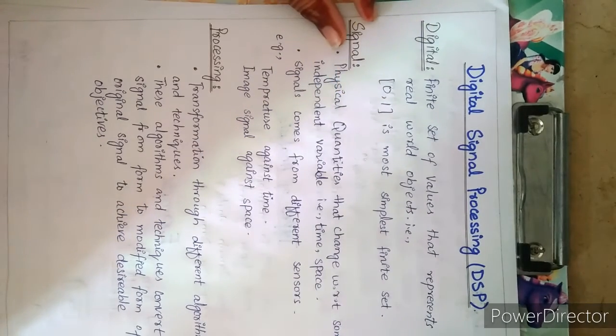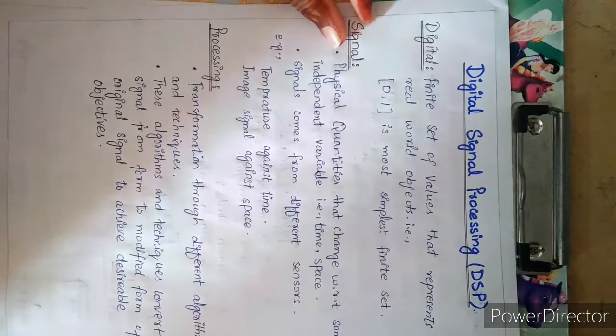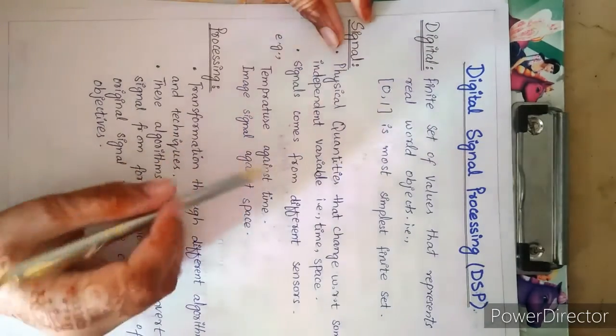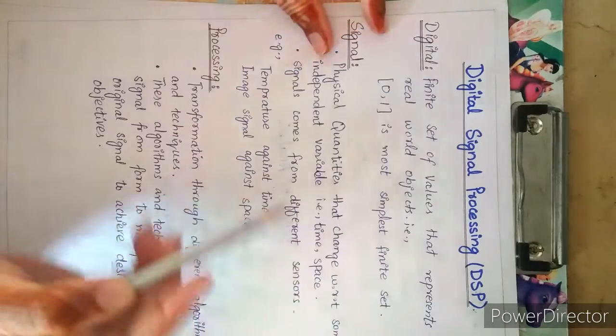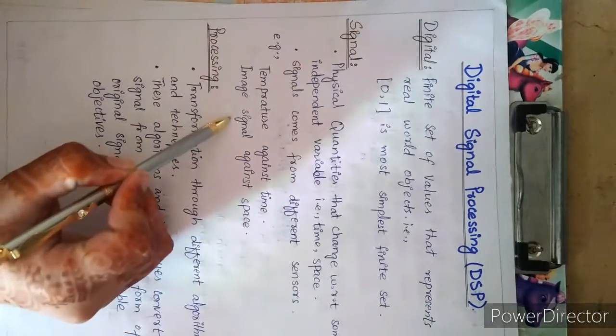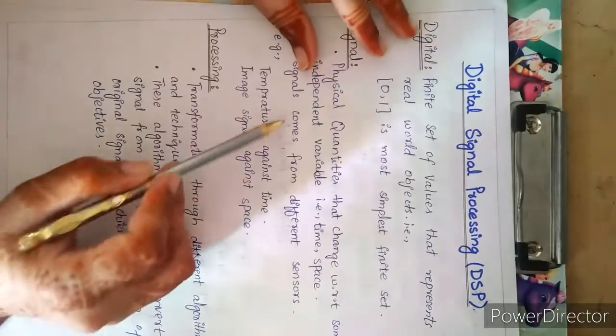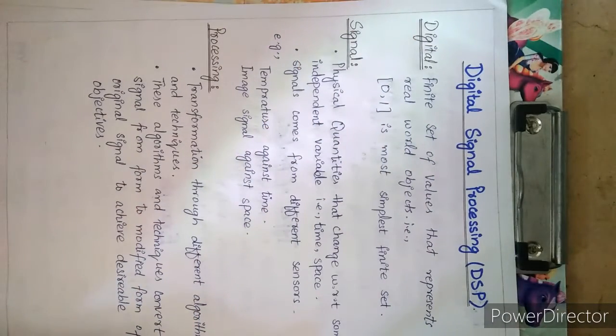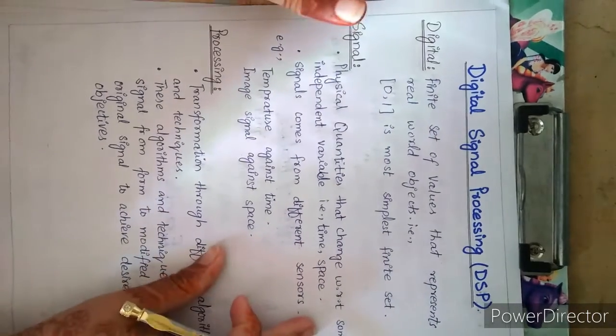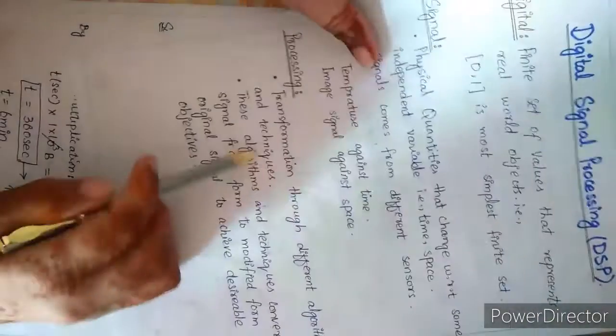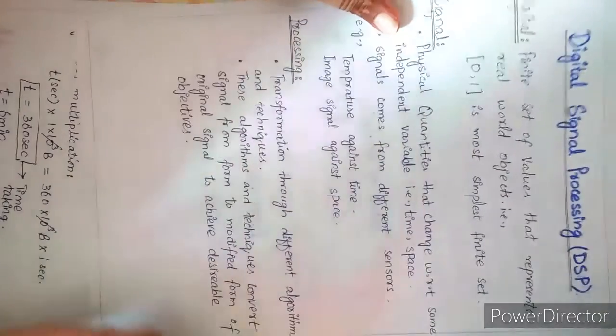And signal means physical quantities that change with respect to some independent variable. And what is an independent variable? Like time and space. Temperature changes against time; an image signal changes against space, because it is in 3D or 2D. Signals generally come from different sensors, and a temperature signal comes from a temperature sensor and so on. Processing means transformation through different algorithms and techniques.